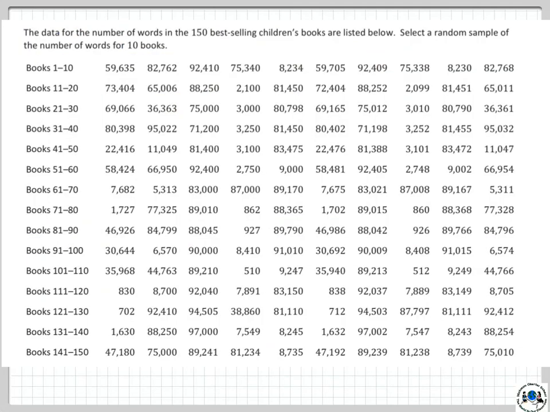The data for the number of words of the 150 best-selling children's books are listed below. We're going to select a random sample of the number of words for 10 books. And the way we would do this, and again we talked about this, is slips of paper, or random number generators, etc. You could do slips of paper if you wanted to, but I'm going to say we wait on that. This is real easy. This chart right here is going to be able to help you out.